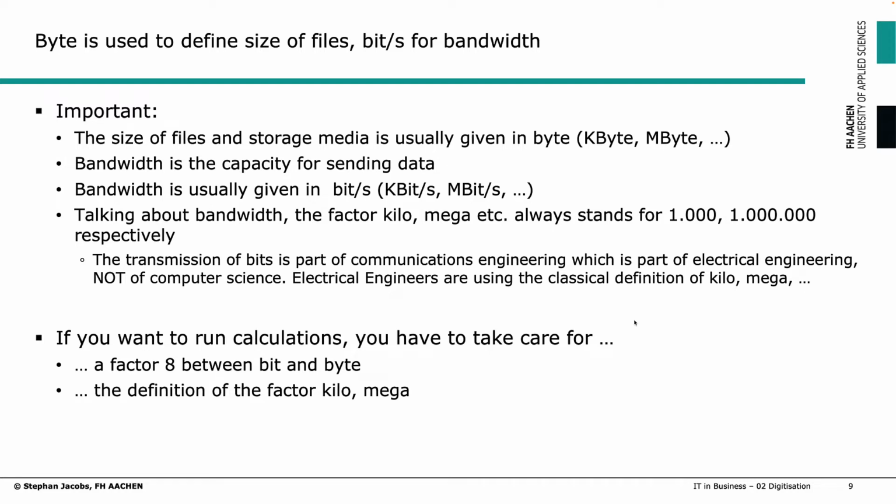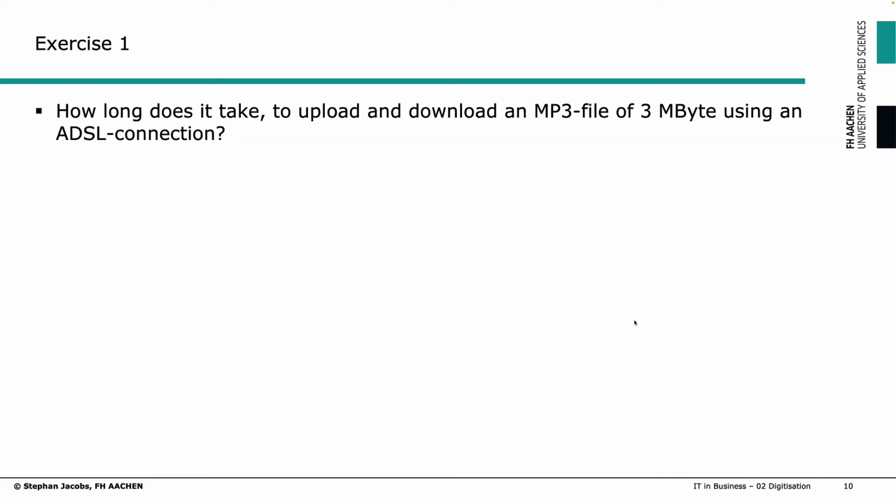And if you want to run calculations like you can see on the next page, you have to take care where we use bit and where we use byte. So you have to take care of this factor 8 between bit and byte. And you have to take the two different definitions of the factor kilo, mega, giga, and so on. Looking at this exercise, here really this type of problem pops up.